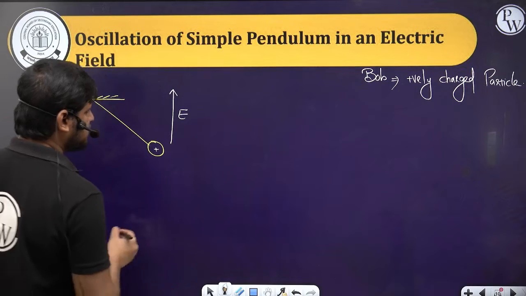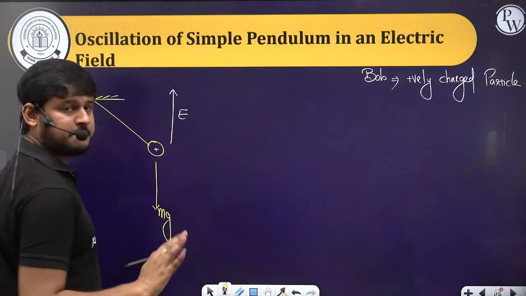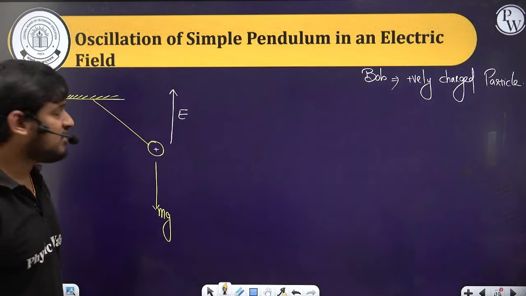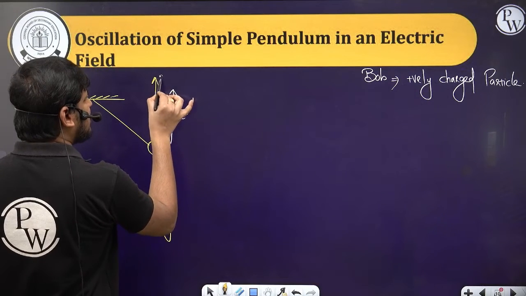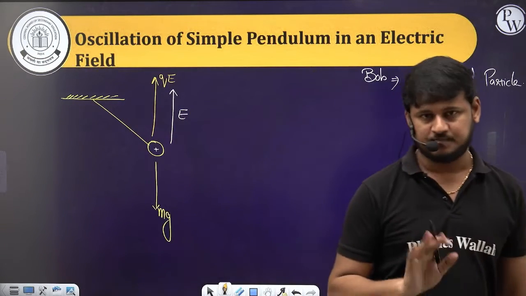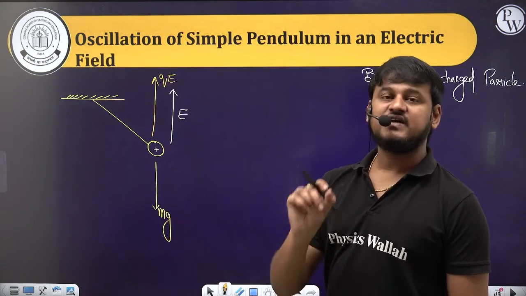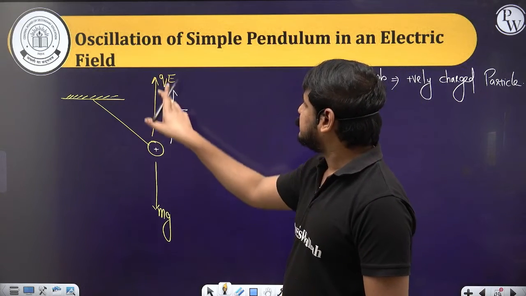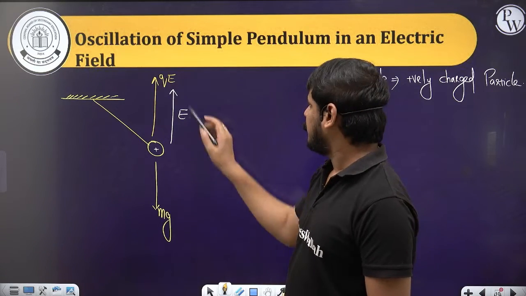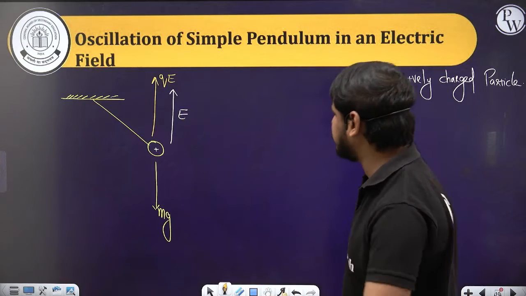Here you know that the force mg acts downward. If a positively charged particle is placed in the electric field, the electric force that acts on it will be QE. This you learn in the second year, class 12th, the first chapter, electric charges and fields. The bob has charge plus Q, and the magnitude of the electric field intensity is E.